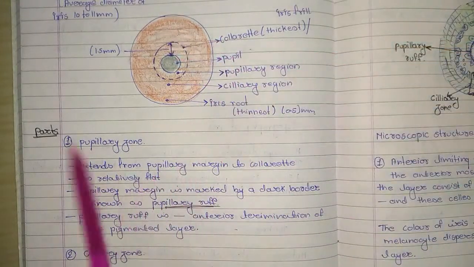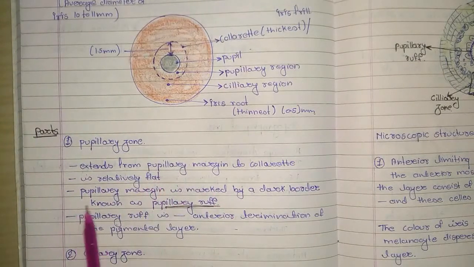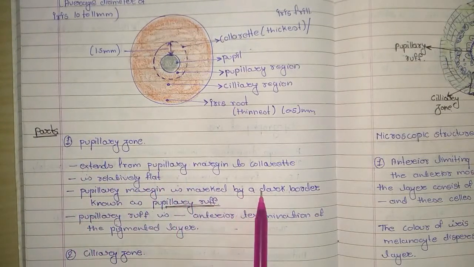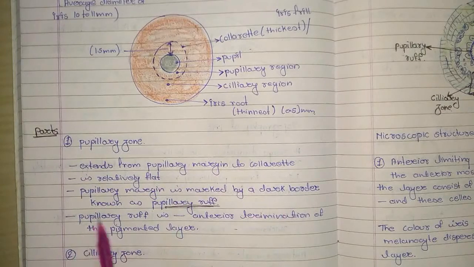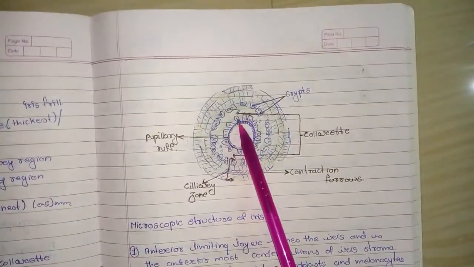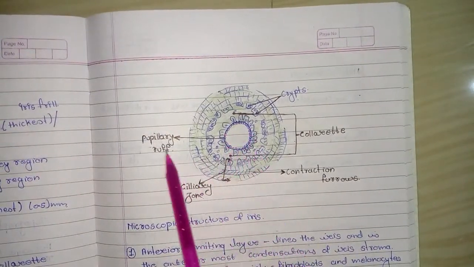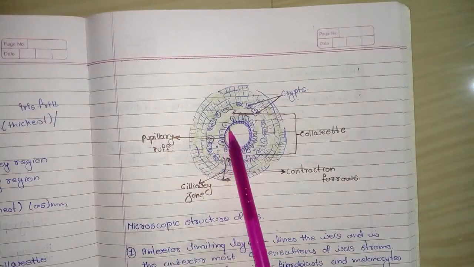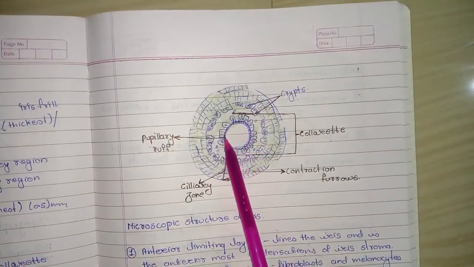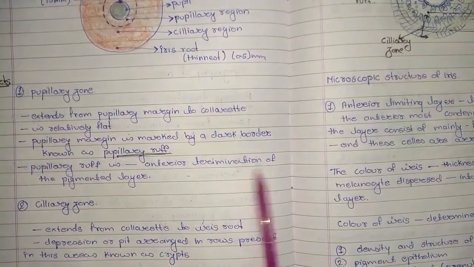This pupillary zone is relatively flat, and the pupillary margin, which is marked by a dark border, is known as pupillary ruff. Here in this diagram you can see this is the pupillary ruff which is marked by a dark border. The pupillary ruff is the anterior termination of the pigmented layer.